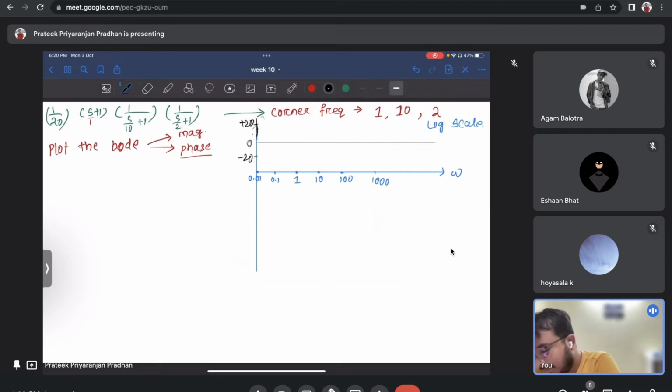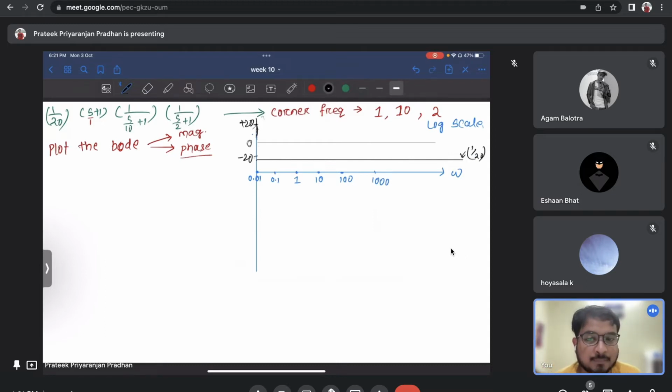So what is the dB for the diagram for this component, 1 by 20? In the dB scale we had calculated, it was around minus 26 dB. So I will straightforwardly plot it at minus 26, somewhere around here, and it will be a straight line. Very simple, because this plot is for 1 by 20.